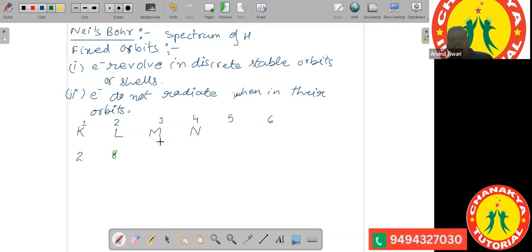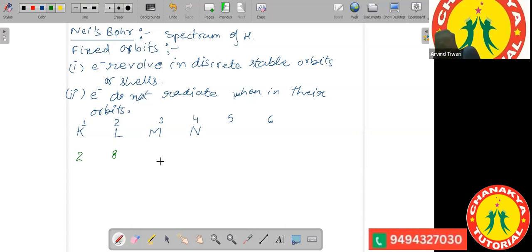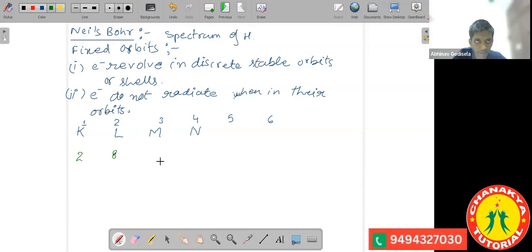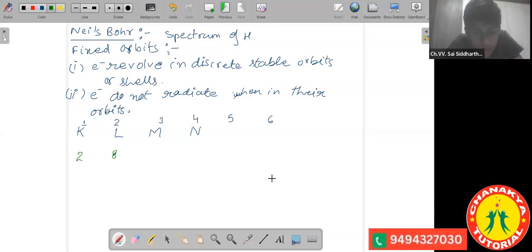Abhinav, how many electrons are required to fill the M shell? Sir, is it 4 or 8? Yeah, Abhinav, how many electrons are required to fill the M shell? Sir, I guess it's 8, right? Okay. Siddharth, is this correct? That M shell should have 8 electrons. Yes, sir. Okay.